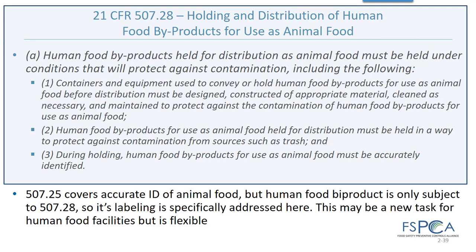So Part 507.25 is the section that covers the identification of animal food, but because these human food byproducts are not going to be subject to that, we addressed it in this section as well. Keep in mind though, the methods of doing that identification are flexible and it should be worked into what's already happening in the facility.